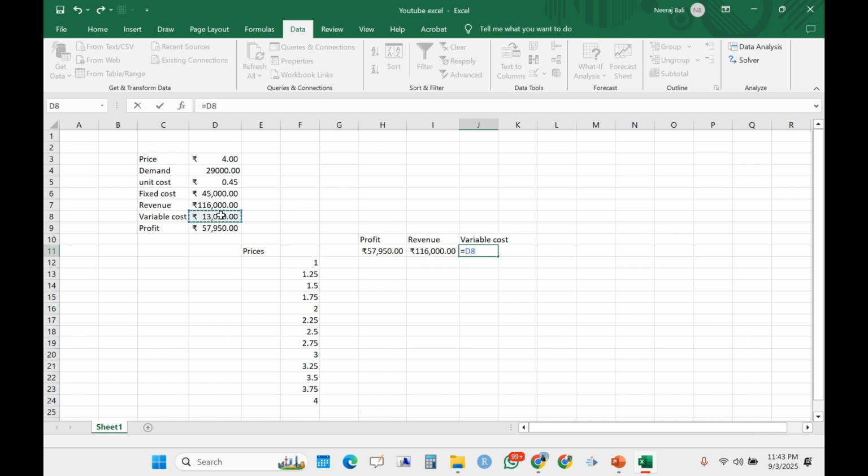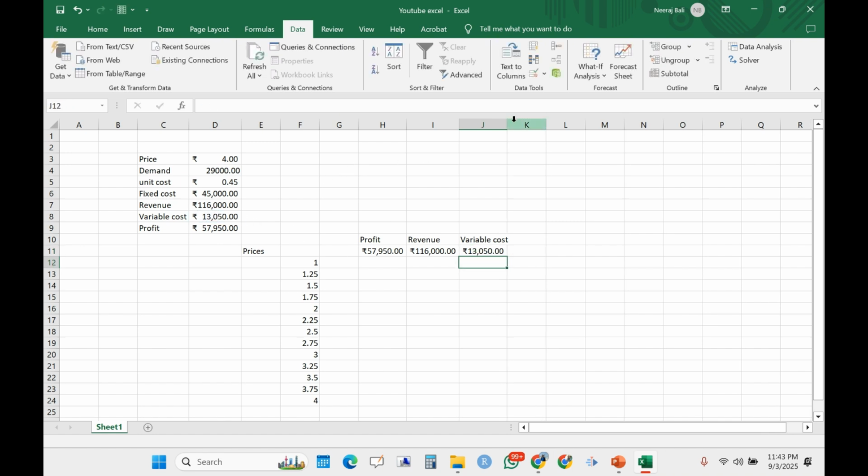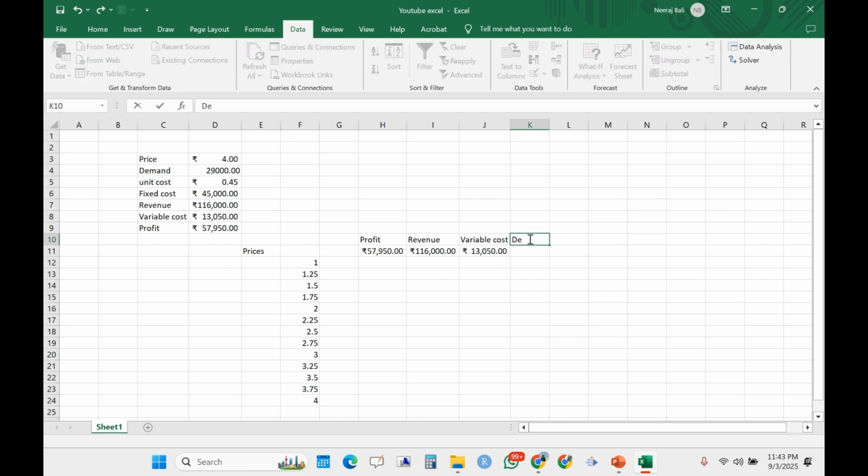This is the variable cost. Now let me also add, it is not in the question, but let me also add demand so that you know what is going on. So what is the demand? Demand is over here. Press enter. Now we have to make this particular table, and what-if analysis will help us to do it.